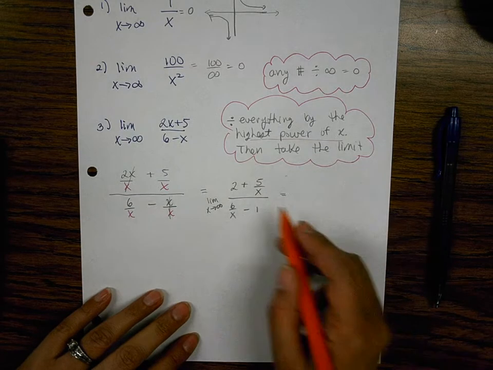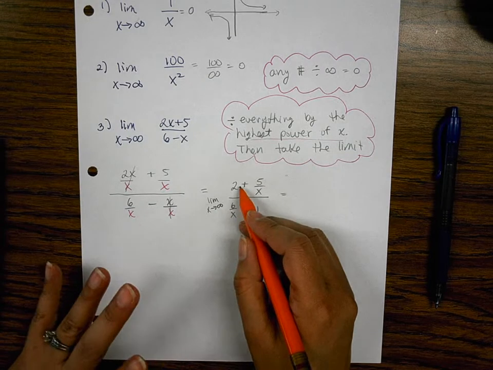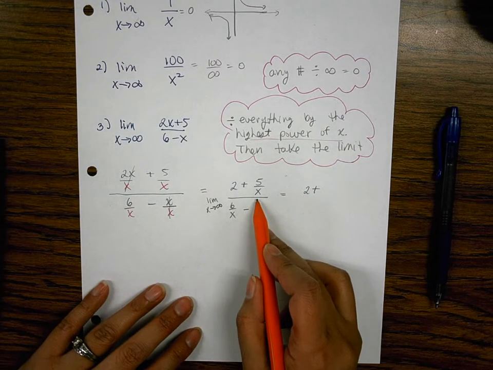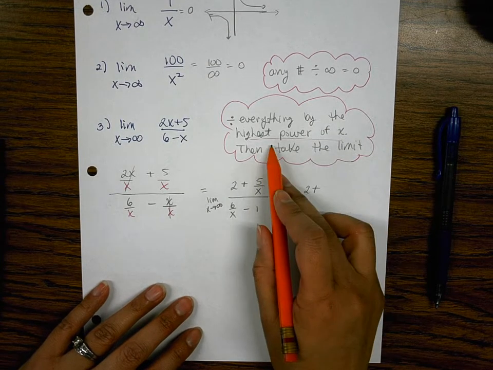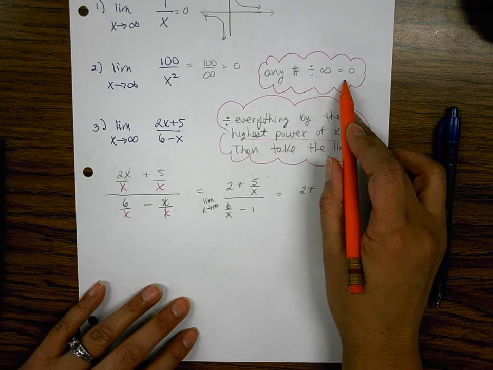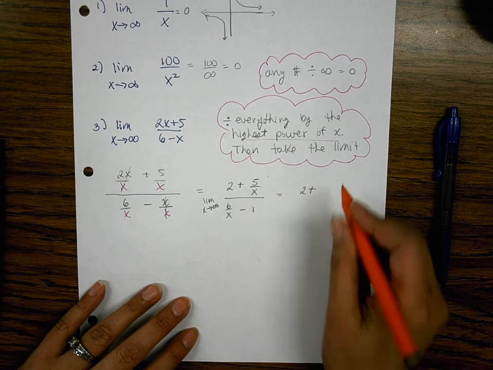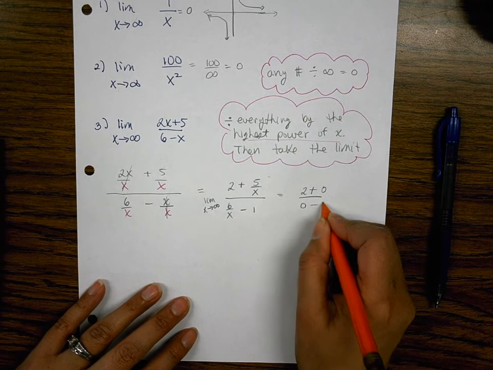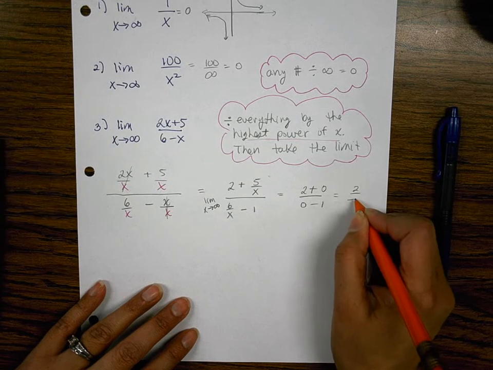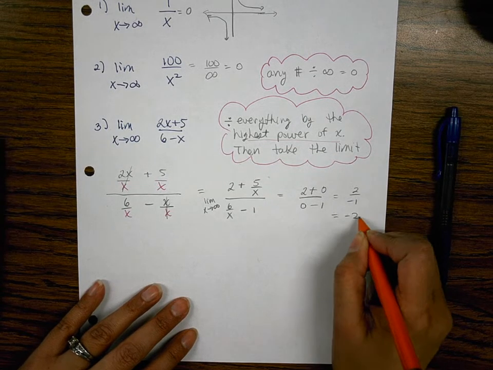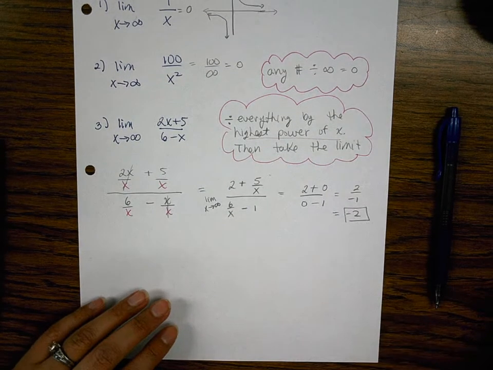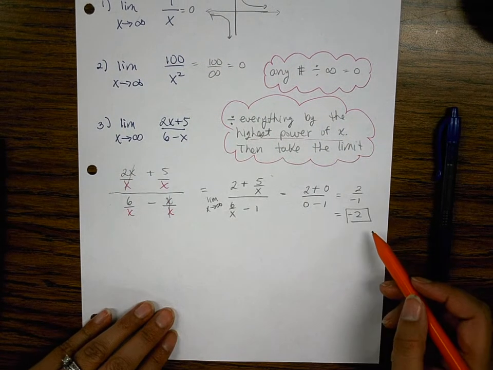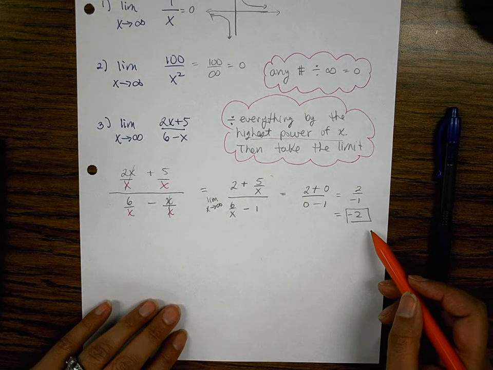Okay, so the infinity does not affect the 2 because it has no variable. Plus 5 over infinity, any number divided by infinity is 0. So 5 over infinity is 0. 6 over infinity is 0 minus 1. 2 over negative 1. My final answer is negative 2. So if we were to graph this function, the limit as x approaches infinity would be negative 2.